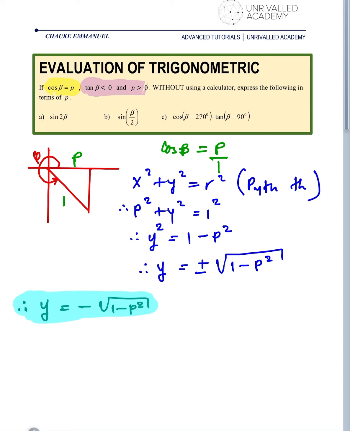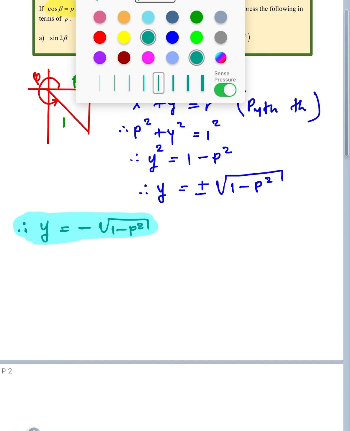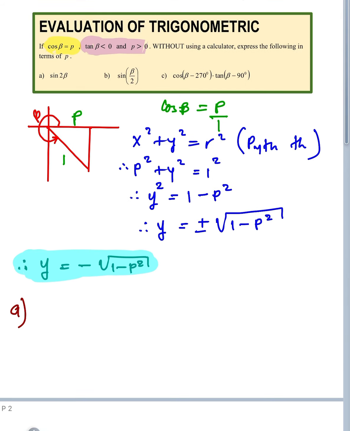We have found it. And now we are going to answer everything if we have all the sides known to us. Now I want us to answer the a part of the series. The a part is the double angle of sine. We have to evaluate it. Sine of 2 beta.